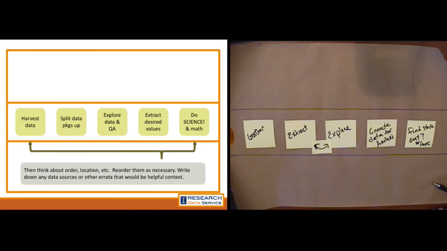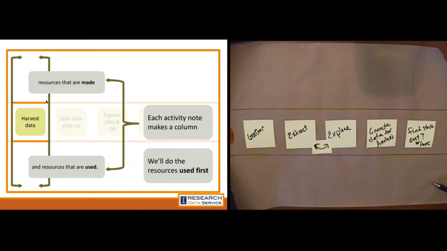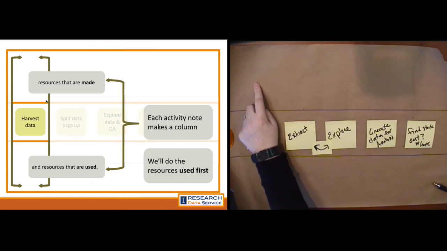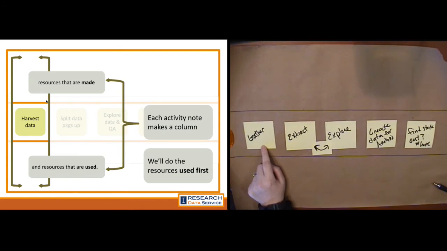Now, if we take a higher level look at what we've just done, we can see that each one of these big Post-it notes or big squares that you've drawn on your paper and filled in makes a column. This is like a little CSV of data that we've made. So you've got a column belonging to each one of these big center Post-it notes. And for each column, we're going to start documenting the things that you make, the resources that are made for this activity, and the resources that are used for this activity.